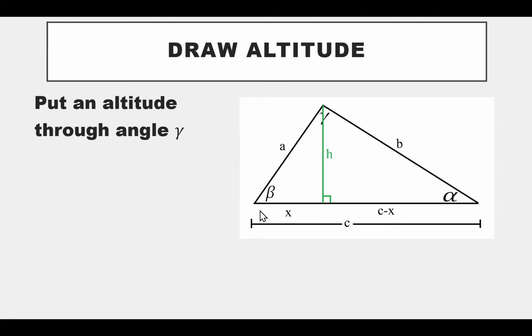Note that this altitude breaks up this triangle into two right triangles, one with sides X, H, and A, and the other right triangle has sides C minus X, H, and B. So we have two right triangles here, one that involves angle beta and one that involves angle alpha.